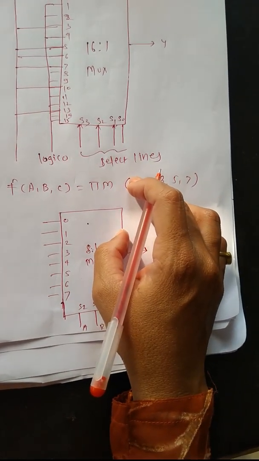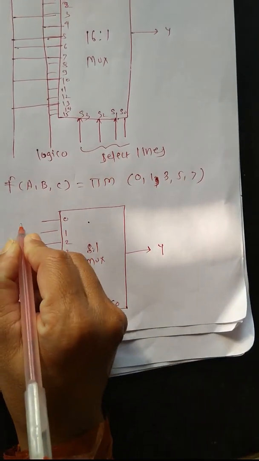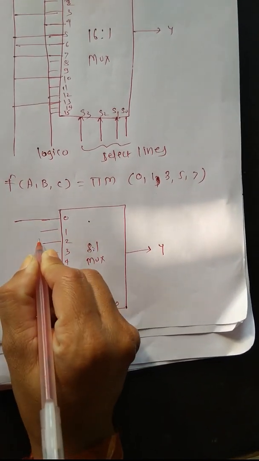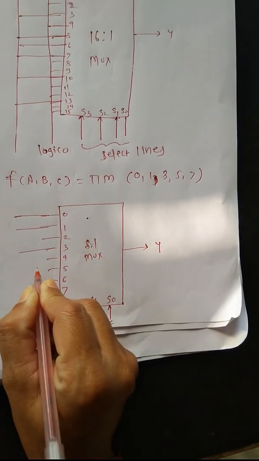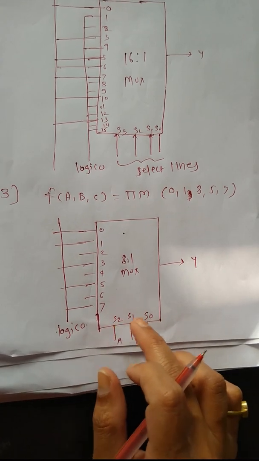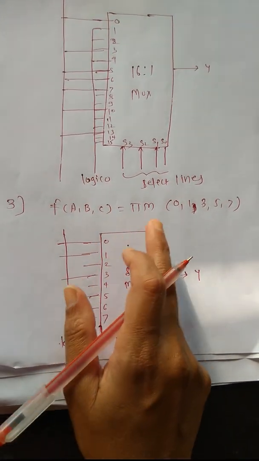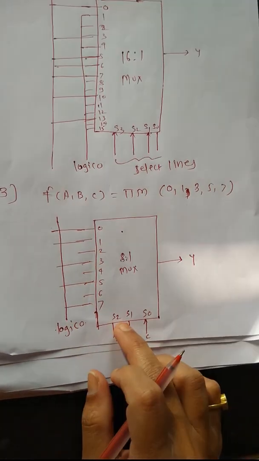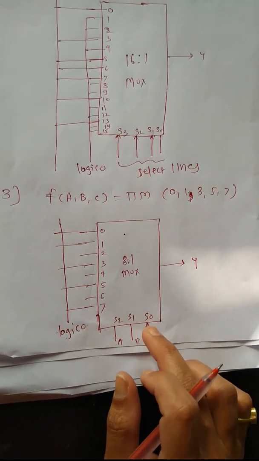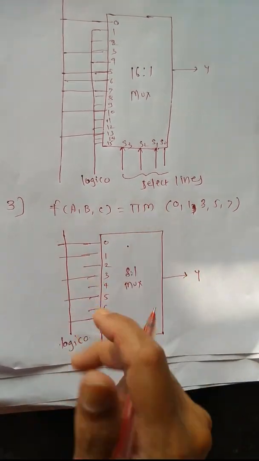And in this 8:1 multiplexer, in this POS expression, the max terms are given. In that max term, 0, 1, 3, 5 and 7. S0, S1, S2 are the select lines, that is the function of a comma b comma c, and that pi m.